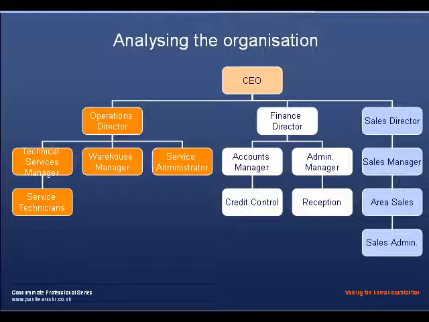Now, if we look on the right hand side of this organisation chart, we have a very simple direct reporting line: sales director, sales manager, area sales and sales administration. Now, if this was literally how many people worked in this organisation, we would have to ask ourselves the question, is there too many layers of management here? Why do you need a sales director and a sales manager when there's only one area salesperson? So again, this is a simple question you would ask in any organisation.